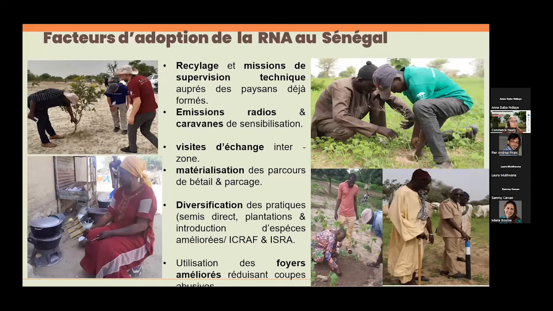The next thing, we can also talk diversification of practices, which led to an improved cohesion. So there were less conflict between farmers and herders through the materialization of cattle paths. We can also talk about diversification of agroforestry practices. All this together with the support of ICRAF.